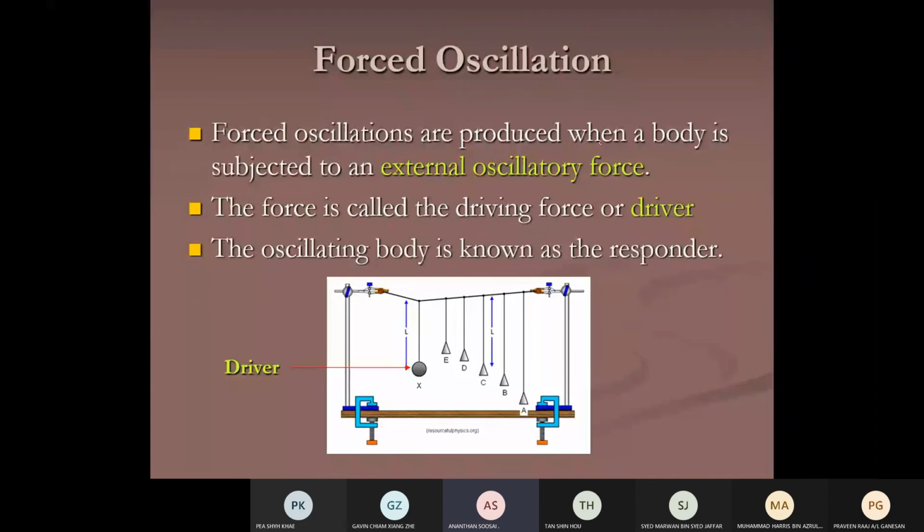Forced oscillation is produced when a body is subjected to an external oscillatory force. The force is called the driving force, or the driver. The oscillating body is known as a responder. So the X is the driver. The opera singer is the driver. The glass is the oscillatory system. It's a forced oscillation, so resonance can happen.